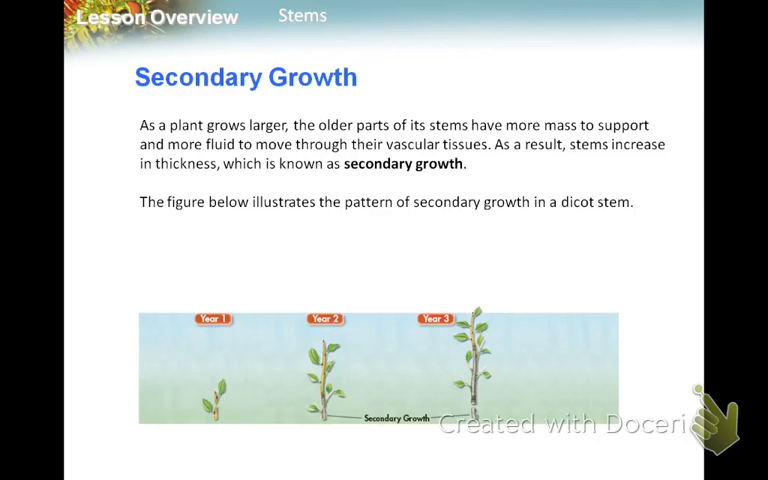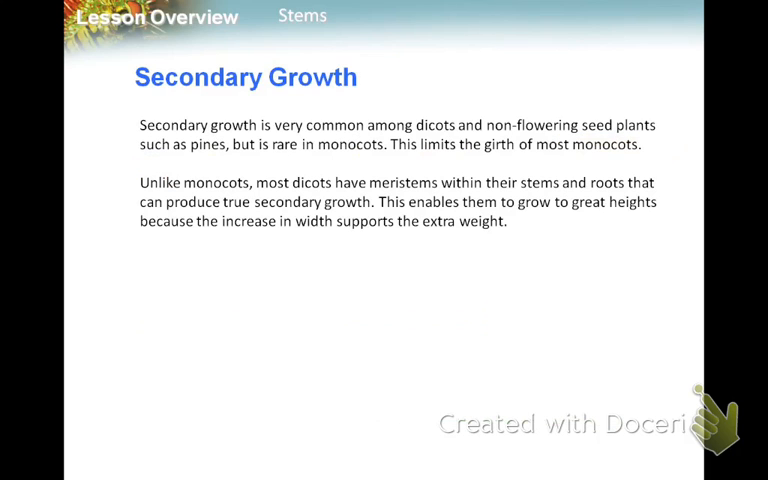Secondary growth is when stems increase in thickness. So you can see that in the diagram below. Secondary growth is common among dicots and non-flowering seed plants such as pines, but it's rare in monocots. So most monocots don't grow thick stems. Most dicots have meristems within their stems and roots that can produce true secondary growth. This allows them to grow taller because the increase in width supports the extra weight of a bigger plant.